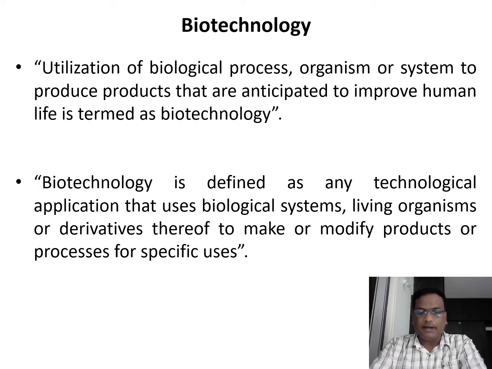So what we do in biotechnology is we are going to use the biological process, or we are going to use the organism or a particular system, biochemical system, and our aim is to produce the products which are going to improve the human life. So that is what we do in the biotechnology. And you can also define biotechnology as any technological application that uses biological systems, living organisms or derivatives thereof to make or modify products or processes for specific uses.